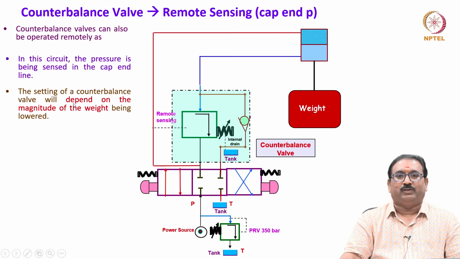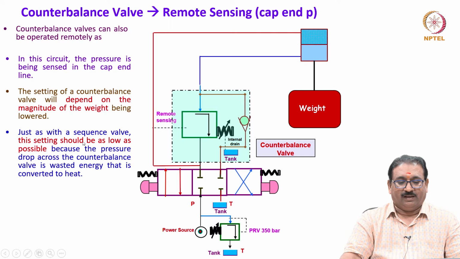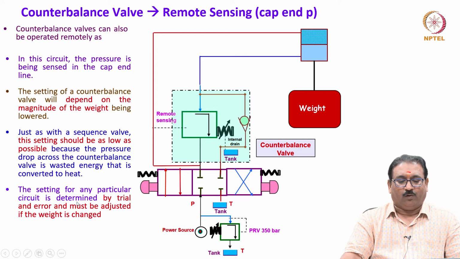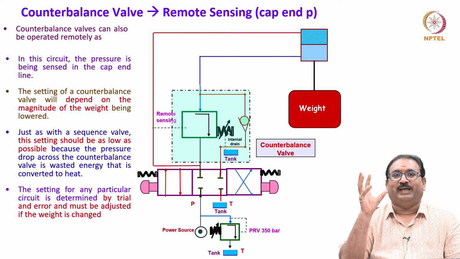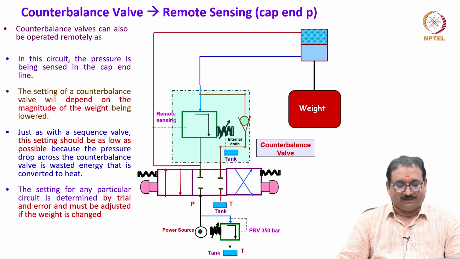The setting of the counterbalance valve will depend on the magnitude of the weight being lowered. Just as with a sequence valve, this setting should be as low as possible, because the pressure drop across the counterbalance valve is wasted energy that is converted to heat, as we know already. The setting for any particular circuit is determined by trial and error and must be adjusted if the weight is changed. How much back pressure you have to create is based on the magnitude of the load. This will be adjusted manually by the maintenance people. You do not need to worry about that.